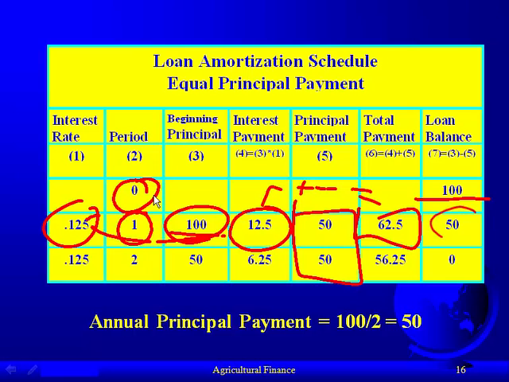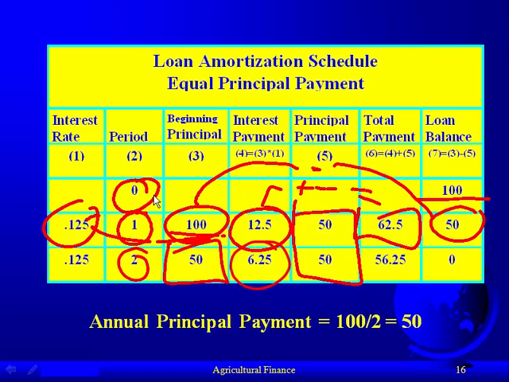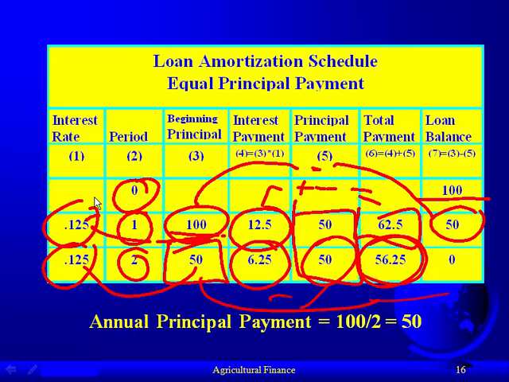And then to find out the loan balance, that's easy. We take the beginning principal amount, we subtract out the $50 principal payment, and 100 minus 50 is 50. So the loan balance at the end of the period is 50, which becomes the beginning principal amount that we start with at the beginning of period 2. Notice that the interest is cut in half because it's 12.5% of the remaining balance of $50. So the interest is 6.25. We add that to the principal amount, and that gives us a total payment of 56.25. And then 50 minus 50 is going to give us 0.